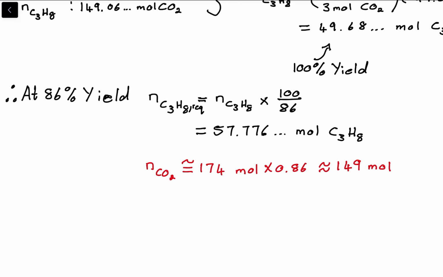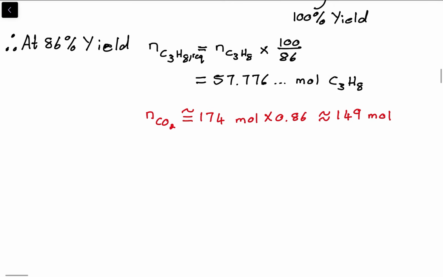We wanted to know what value of C3H8 would produce a value of CO2 that if we multiply that value by 0.86, we would get to a value of 149 mole. So you can do it in different ways that you want to get to, but that's the logic. Right. And we're not asked the moles, we want to know the mass. So we want to know what is 57.7 mole C3H8 mass. So you're just going to quickly calculate the mass.